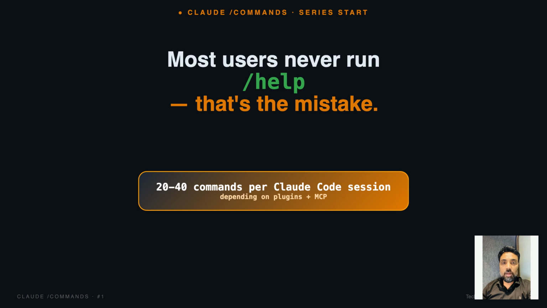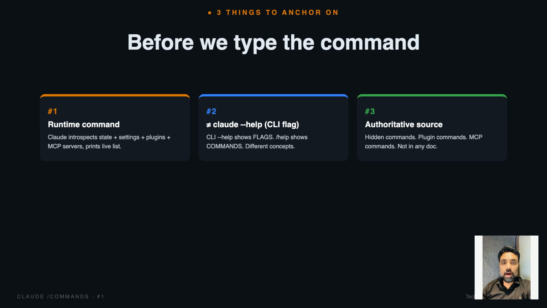Okay, let's dive in. Most people who use Claude Code never run slash help. They learn 3 or 4 commands from a YouTube video, copy them, and move on. That's a mistake. Claude Code has somewhere between 20 and 40 slash commands, depending on your configuration, your installed plugins, and your MCP servers. Slash help is the only command that shows you the actual list, not the docs version, the live computed list for your specific environment right now.